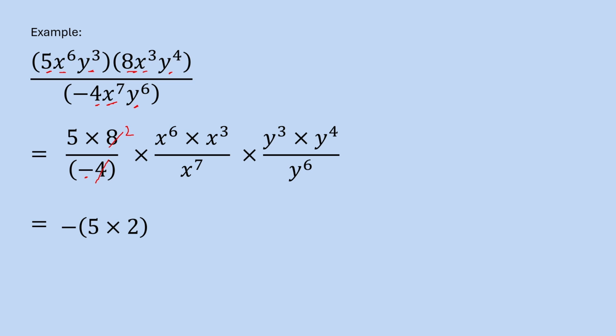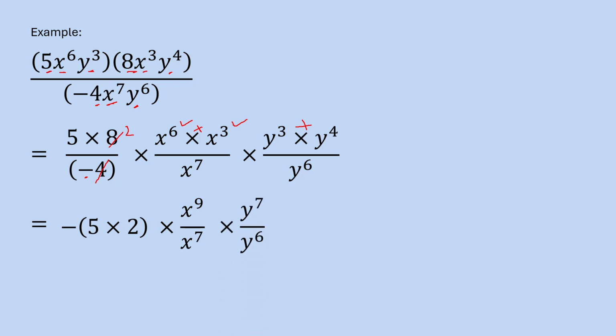Now we will simplify the values with the base x. Here x⁶ multiplied with x³. As per the exponent rule, x to the power of 6 plus 3 is equal to 9. So x⁹ divided by x⁷. Same thing here, y³ multiplied with y⁴. So the answer is y to the power of 3 plus 4. That means y⁷ divided by y⁶.